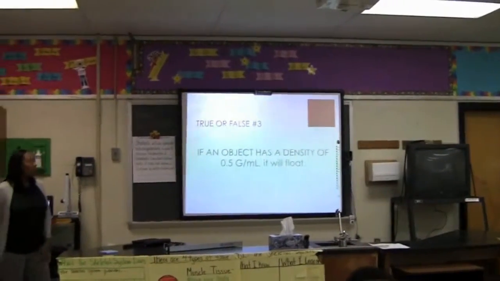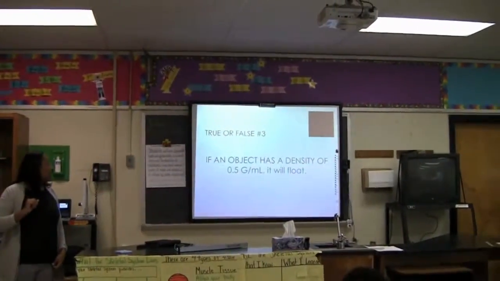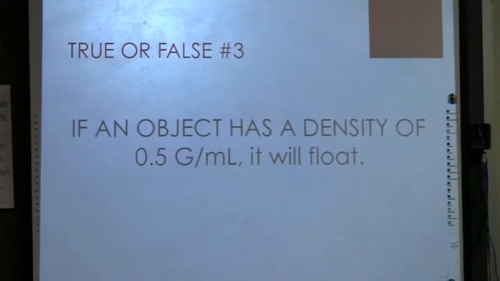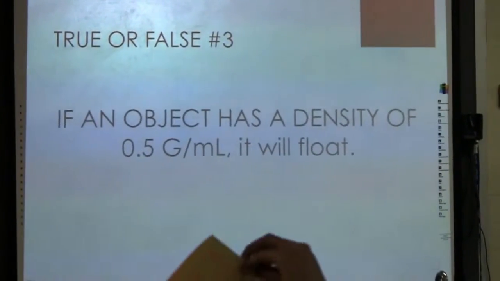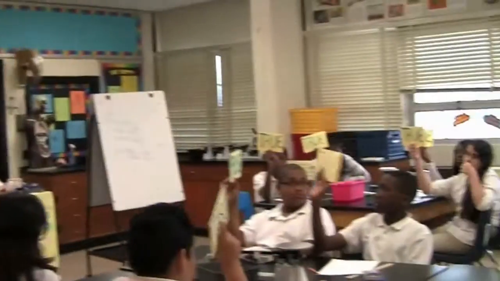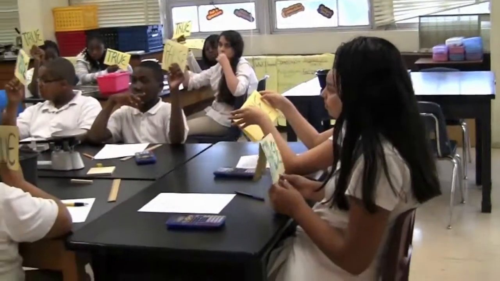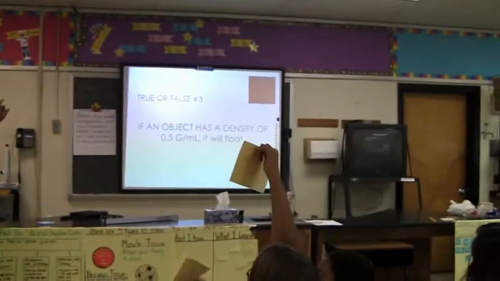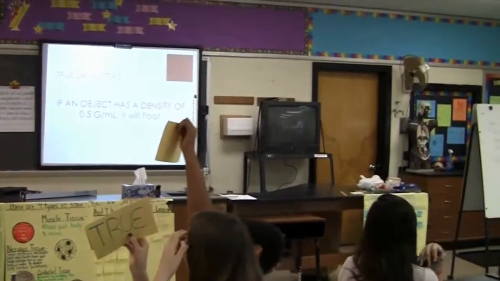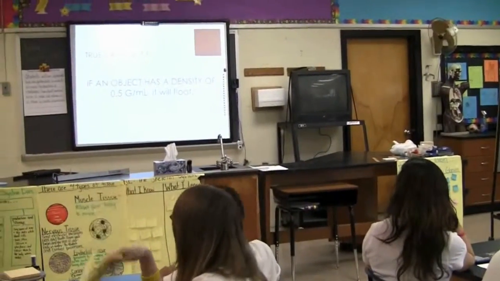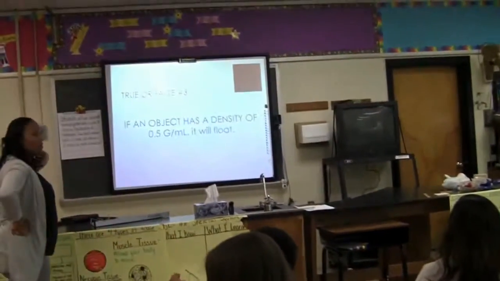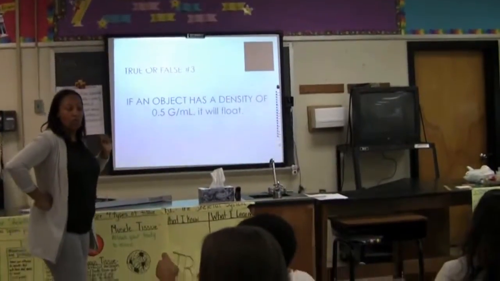Last question. If an object has a density of 5/10 grams per milliliter, it will float. True or false? Which is that, Terrell? What do you have up? True. Cindy, what do you think? Thank you. The answer here is true. Remember, if it's less than the density of water, which is 1 gram per milliliter, then it's going to float. If it's more than the density of water, it's going to sink. Well, we'll stop right here.